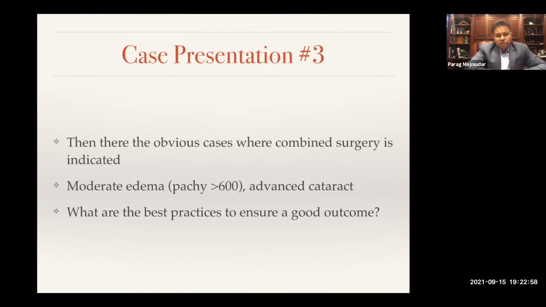And then, of course, there's this obvious case where combined surgery is needed. You see patients with moderate edema, all the symptoms of Fuchs, blurred vision in the morning that gets better as the day goes on. You can see that they've got 2 to 3 plus nuclear cataract. So I think the obvious solution here is to do both combined.